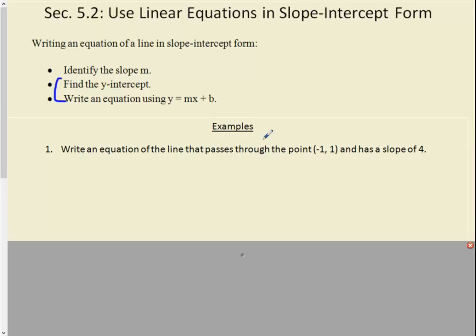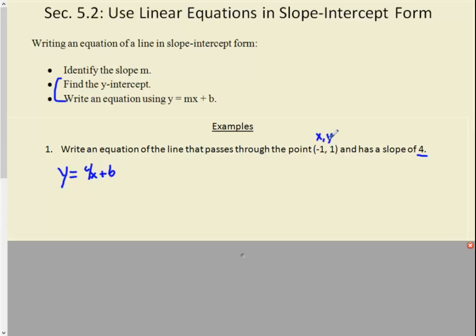So write an equation of the line that passes through the point -1, 1 and has a slope of 4. So we know our equation is going to look something like this: y equals 4x plus b. To determine b, we need to use values of x and y from a point that's on that line. And sure enough, we're given the coordinates of one point on that line.